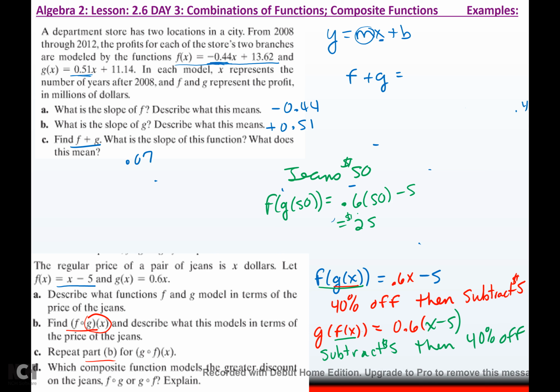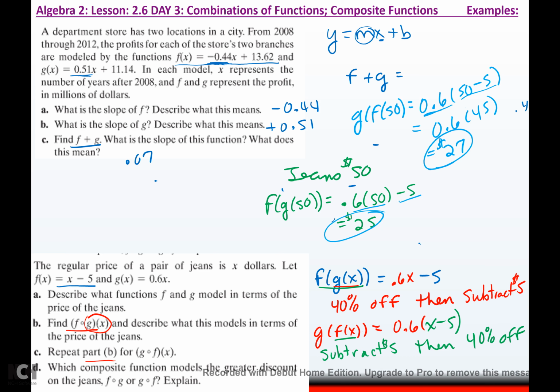Okay, if I do g of f of 50, the function says 0.6 times 50 minus 5. So if I took 50 minus 5, that's only $45. That's taking the $5 off first. And then take 0.6 times 45 and you get 27. So if you take off the $5 first and then the percent, you pay 27. Whereas if you do the percent first, then take off 5, you pay 25. So which is the better deal? f of g.